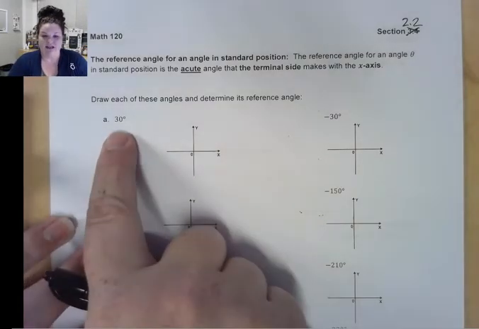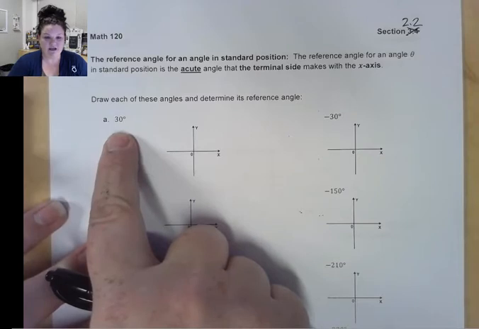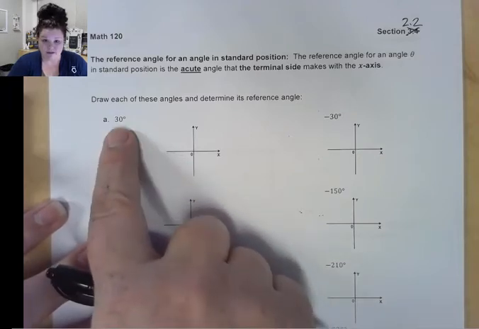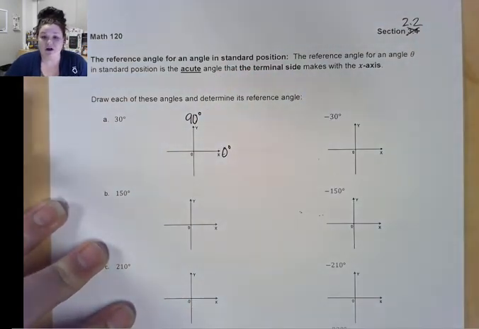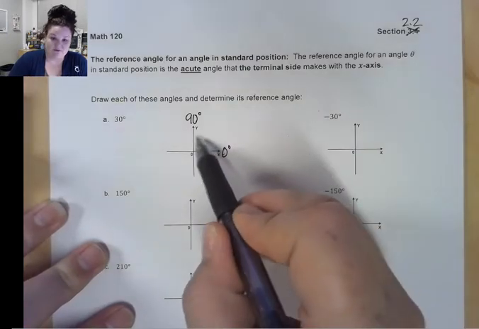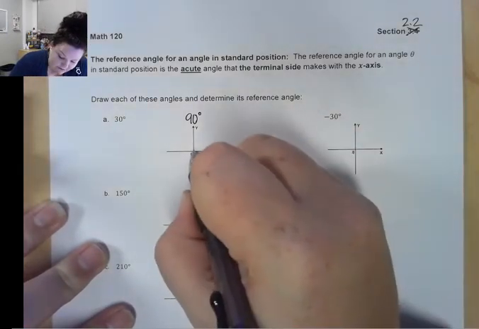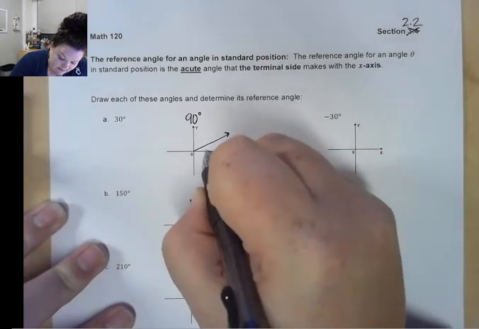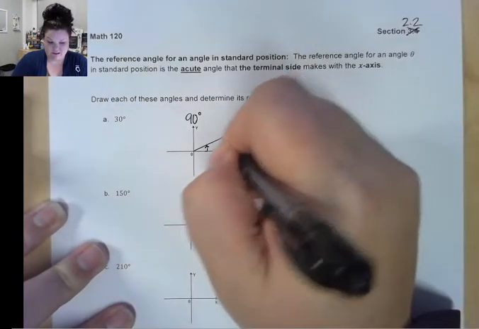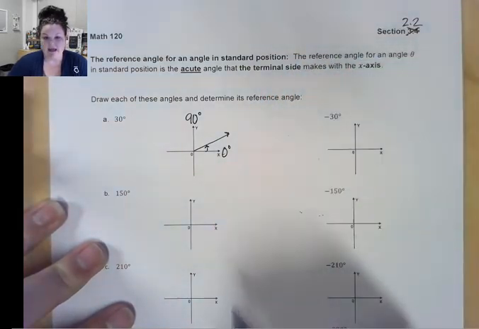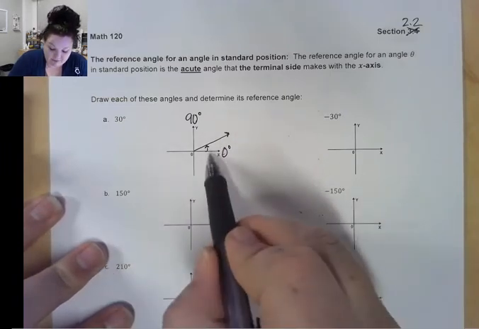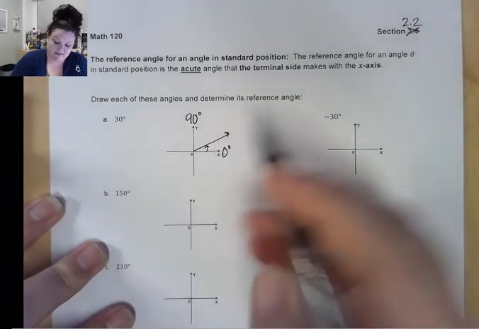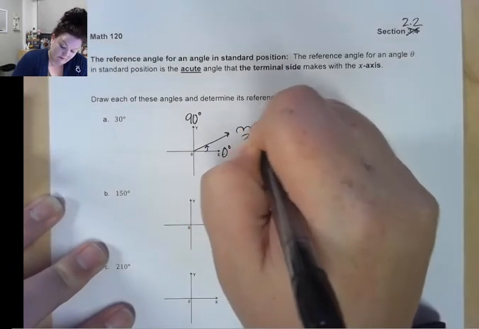Let's look at A. We're looking at a 30 degree angle measure. So remember, here's 0 degrees, here's 90 degrees. If we want to draw a 30 degree angle, that's going to be a third of the way to 90, right? So that should look something like this. Now, luckily for us, 30 is already in this first quadrant. It's a nice acute angle that we can see from the x-axis is a 30 degree angle.